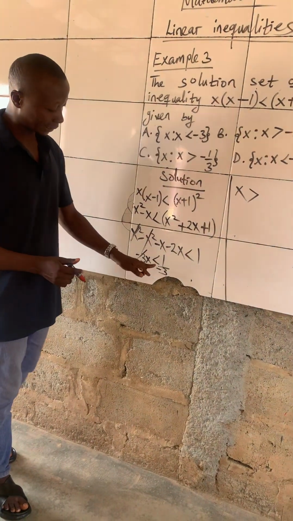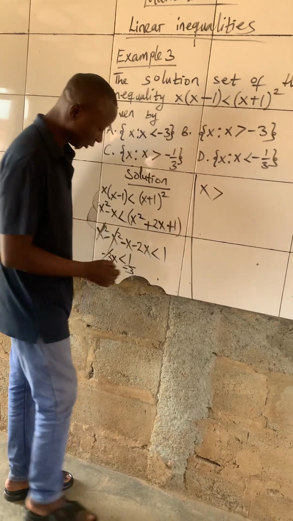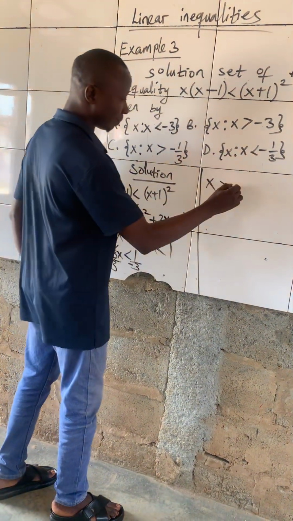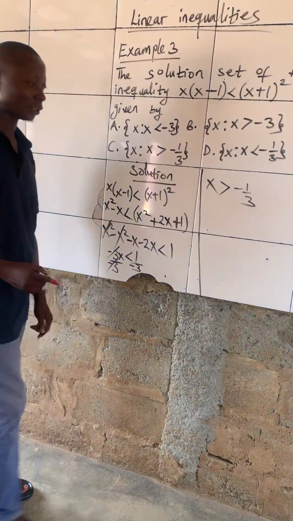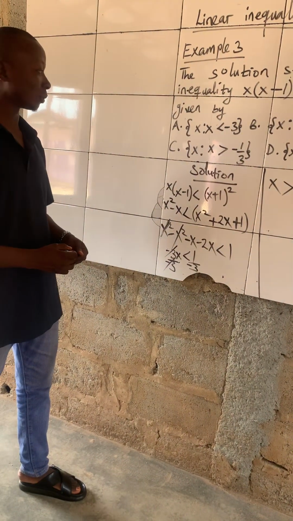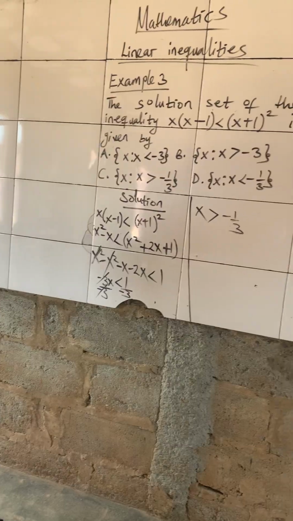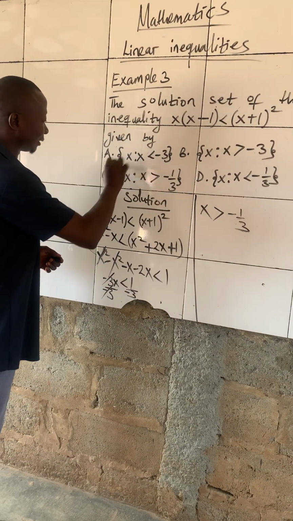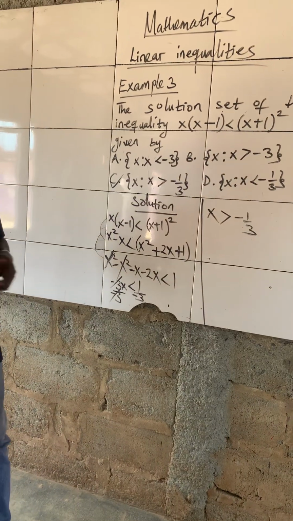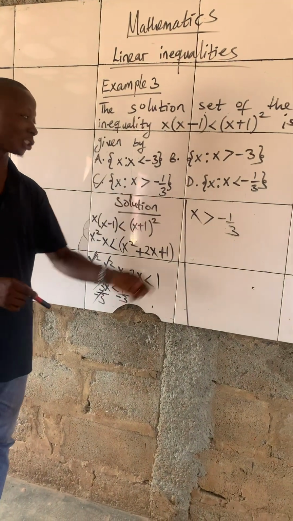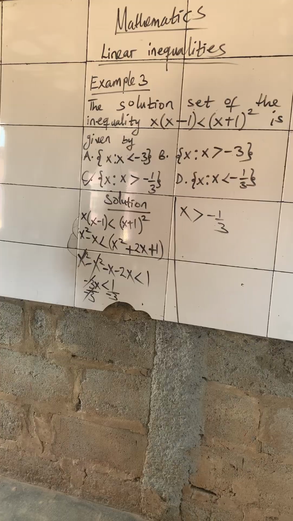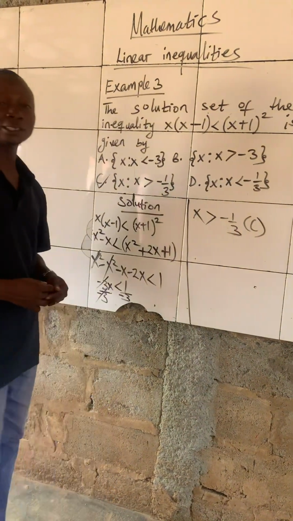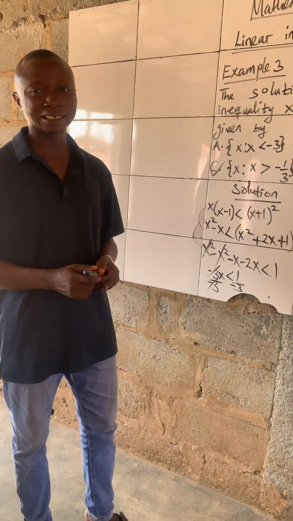So x is less than, we reverse to have greater than -1/3. x is greater than -1/3. So let's see the options to know which is correct among them. That's option C: x such that x is greater than -1/3. So option C is the correct option. Do you understand that? Good.